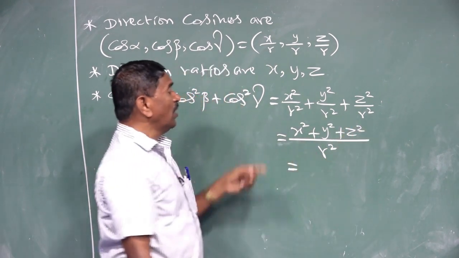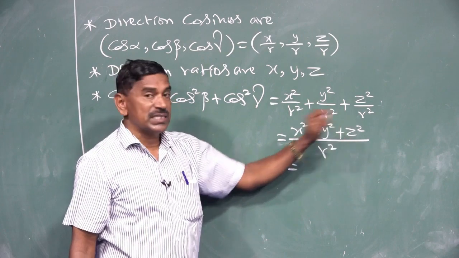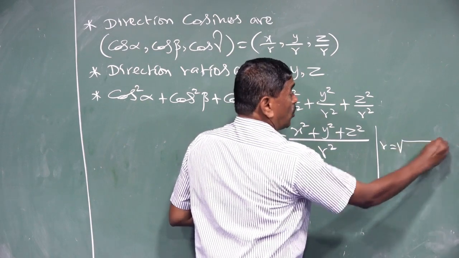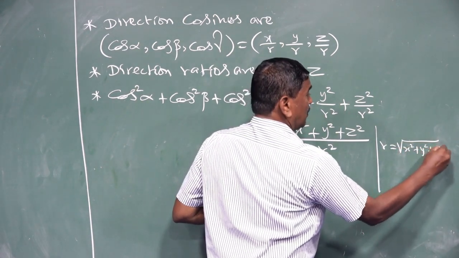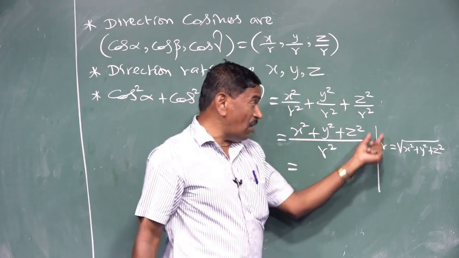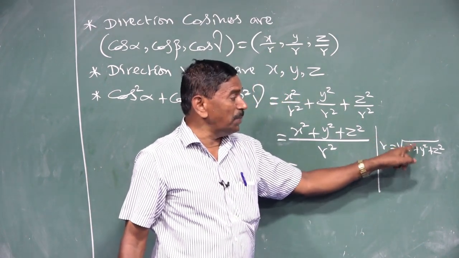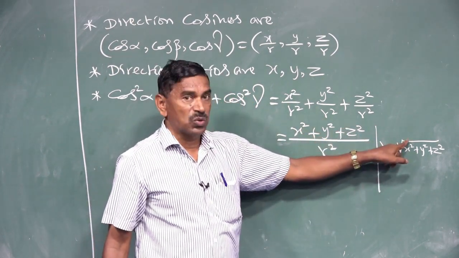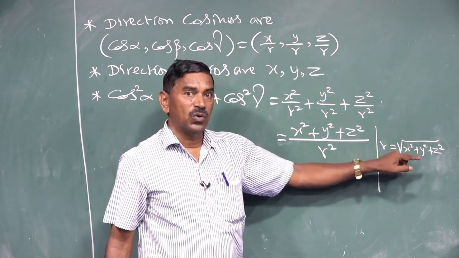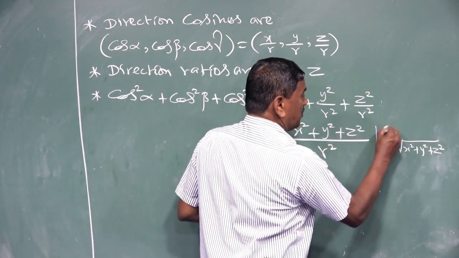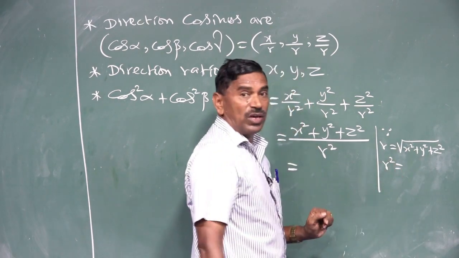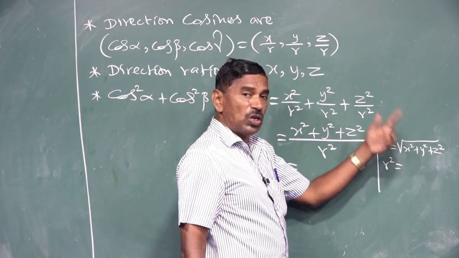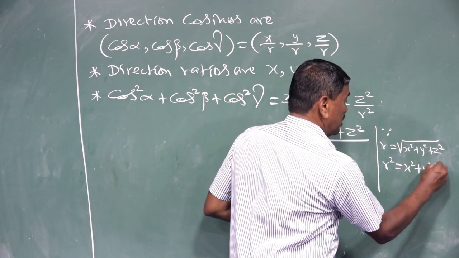What is x square plus y square plus z square? We know that already, r equals the square root of x square plus y square plus z square, that is, the modulus of the vector r. But I need x square plus y square plus z square, no need for this square root. How to eliminate this root? Squaring on both sides. While squaring, the square root cancels. So r square equals x square plus y square plus z square.